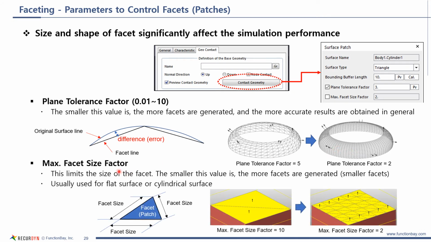Max facet size factor limits the size of the facet. It means the smaller this value is, the more facets are generated. This parameter is often used for a flat surface or a cylindrical surface.